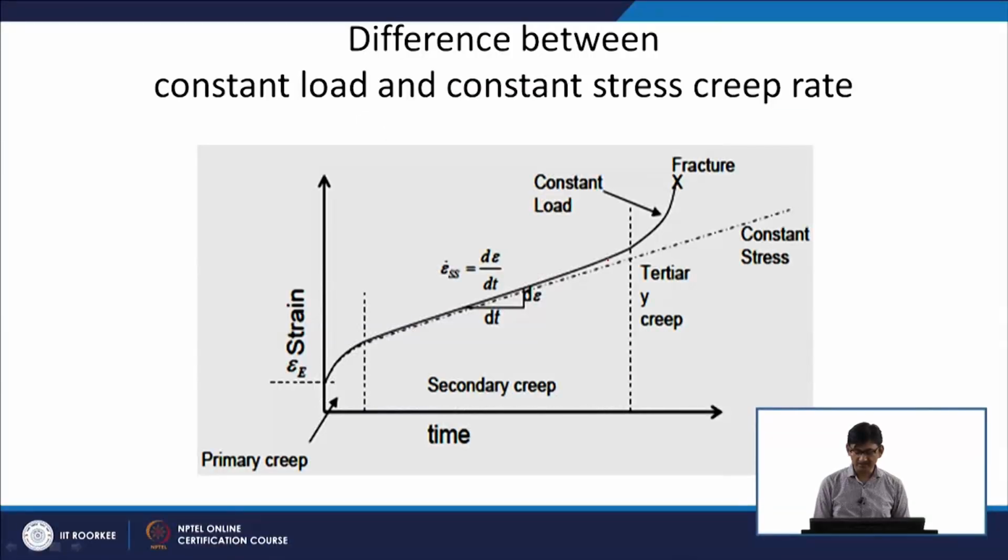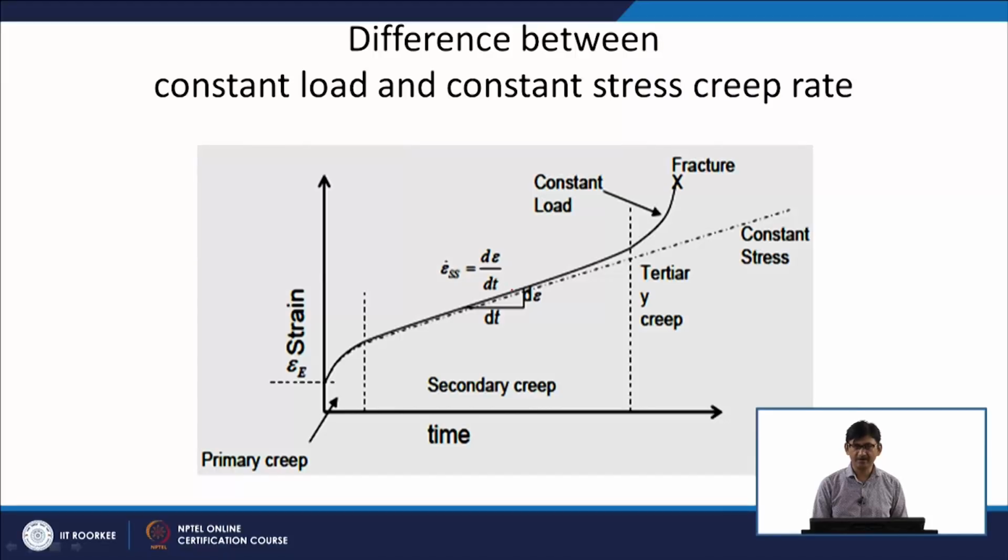So, for a constant load the stress on the system will increase, but if you are maintaining the constant stress condition, that means you are taking care of the reduction in the area. So, you are reducing the load on the system as your cross sectional area is becoming smaller and smaller. That is why for a constant stress you will not get this tertiary stage; the second stage will keep continuing, because I will keep reducing the load to maintain the constant stress on the system.